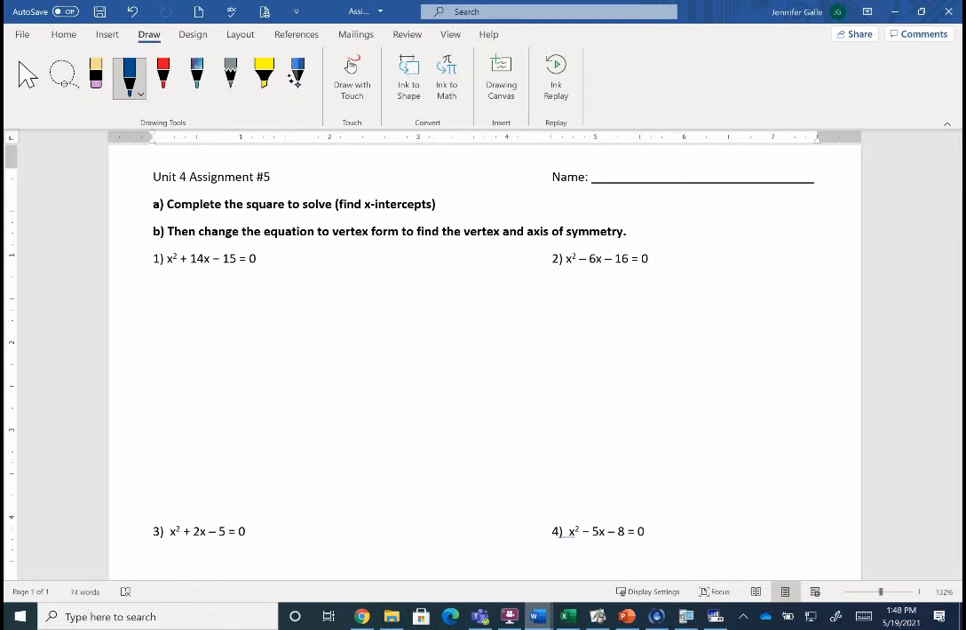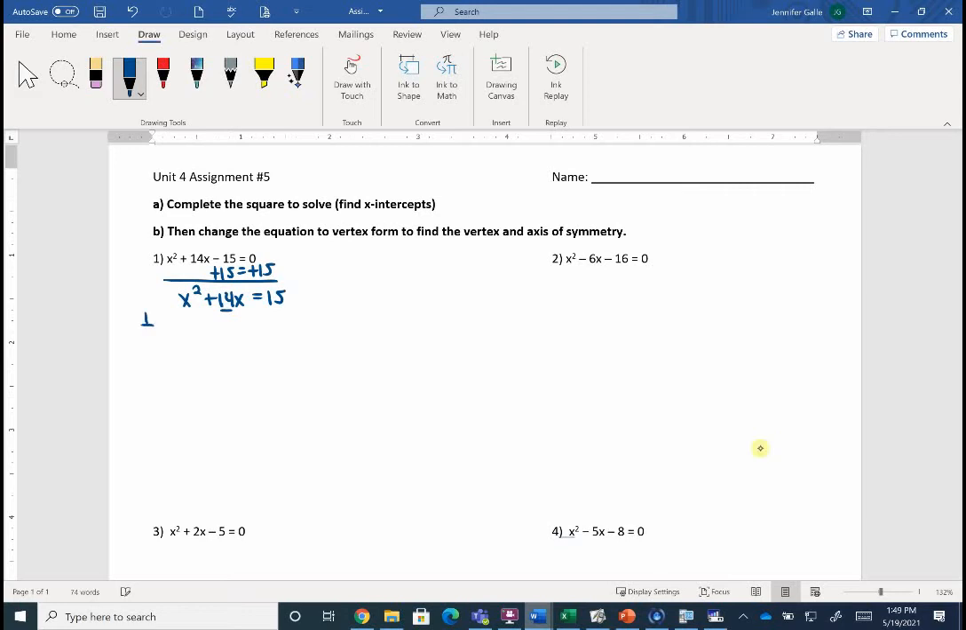So the first step of our process is to move our c value, our constant, to the other side of the equal sign. So in question 1, we're going to start by adding 15 to both sides. We'll be left with x squared plus 14x equals 15. Now from here, we do half of our b. Our b is 14. Our b is always the x coefficient.